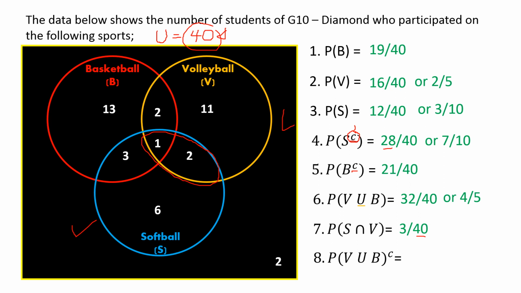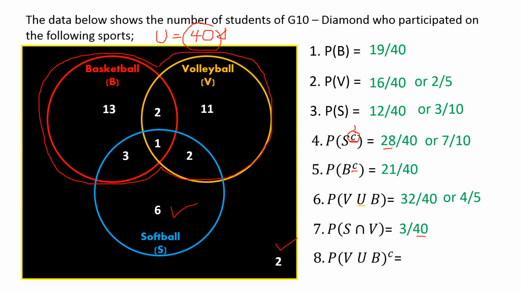Last one, number 8. In number 8, what we have is the probability of V union B complement. First, let us look for the union of V and B. The union of V and B is this area. So we have 13, 3, 2, 1, 11, and 2. But since we are going to look for the complement, we use the numbers that are outside, because it is complement. So we have 6 plus 2, so the answer is 8, 8 over 40. So that is one of the approaches in dealing with the complement.